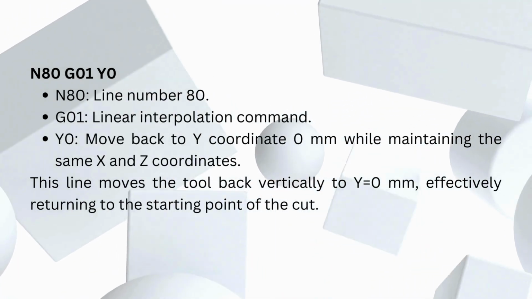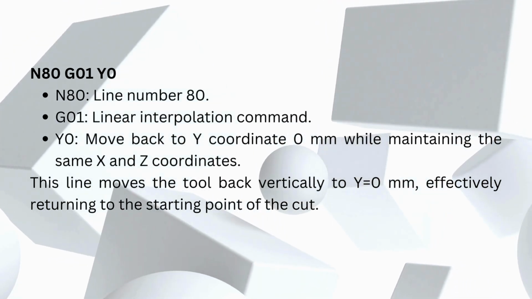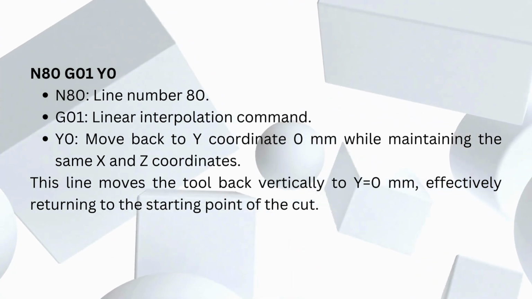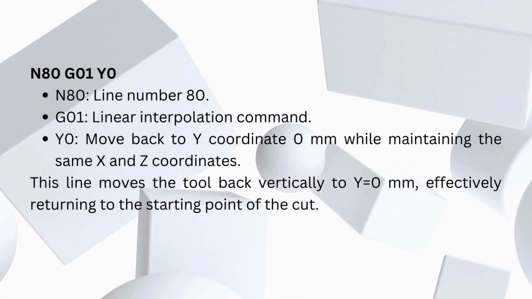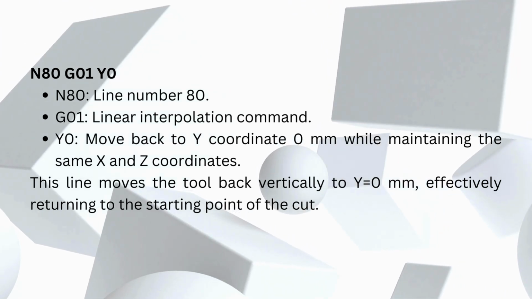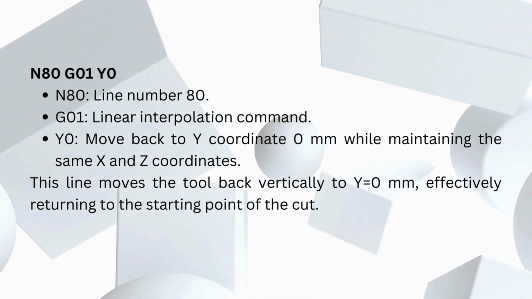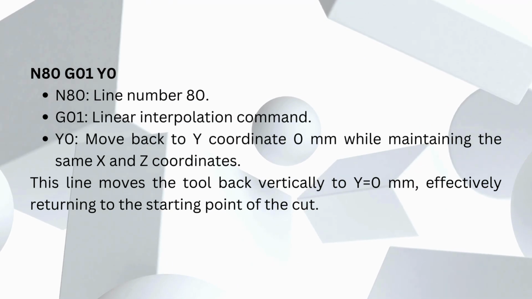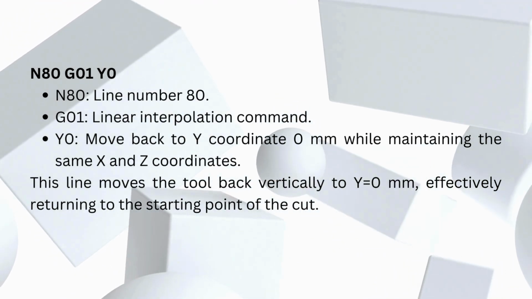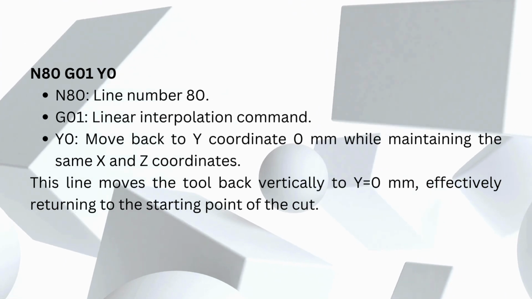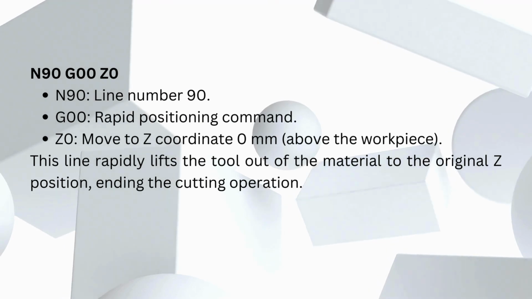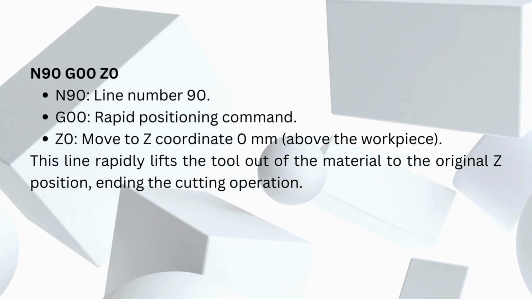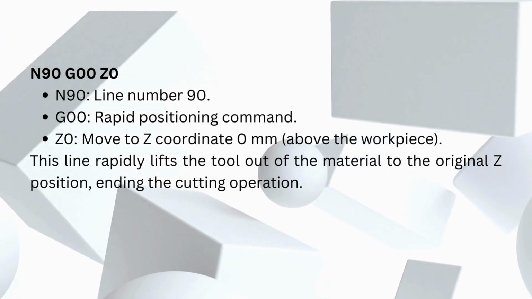N80, G01, Y0. N80, line number 80. G01, linear interpolation command. Y0, move back to Y coordinate 0 mm while maintaining the same X and Z coordinates. This line moves the tool back vertically to Y equals 0 mm, effectively returning to the starting point of the cut.